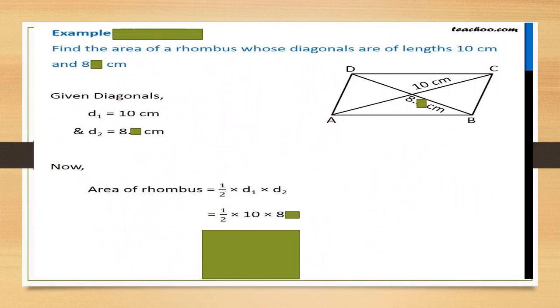Yes. This is our question. Find the area of a rhombus whose diagonals are of length 10 centimeters and 8 centimeters. This is 10, this is 8. Given diagonals D1 equal to 10, D2 equal to 8. Now we have to write the formula. Area of rhombus is equal to half into D1 into D2. Substitute the values. Half, D1 is 10, D2 is 8.